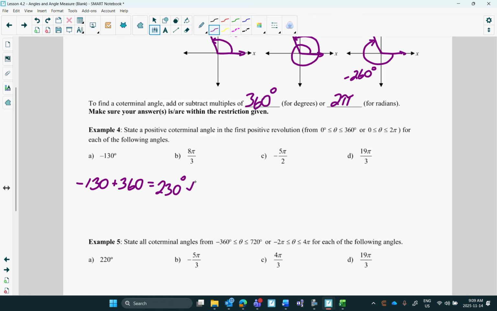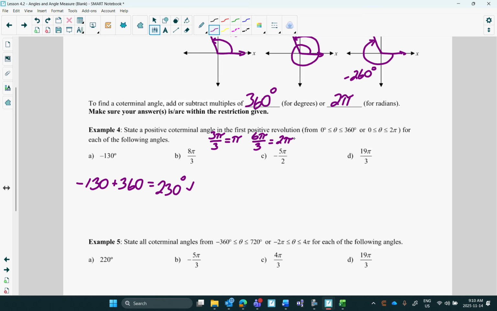Whenever I see a question like this, I always use these as a reference. 3 pi over 3 is pi radians, and 6 pi over 3 is how many radians? 2 pi. So is 8 pi over 3 bigger than this? Yes, right? Which means I've got to subtract to get in this interval.